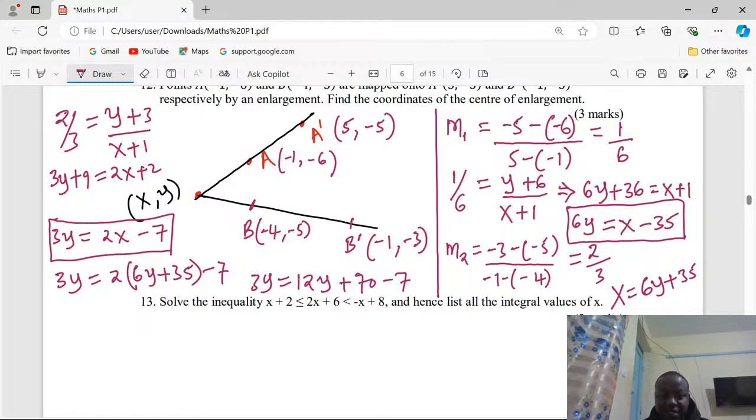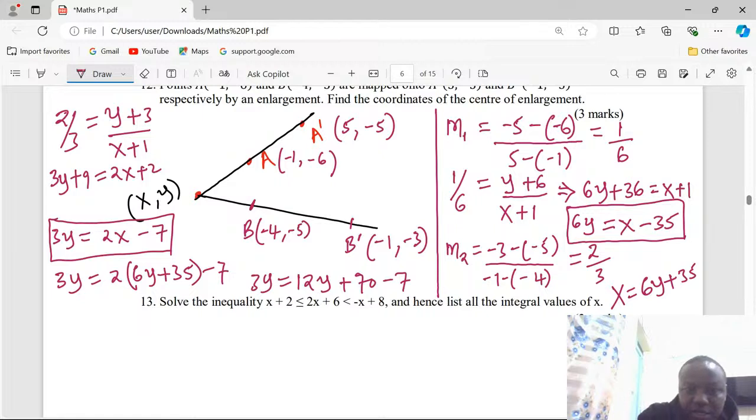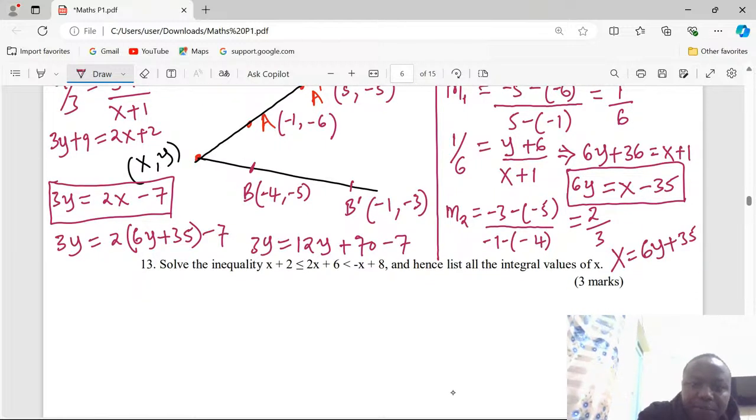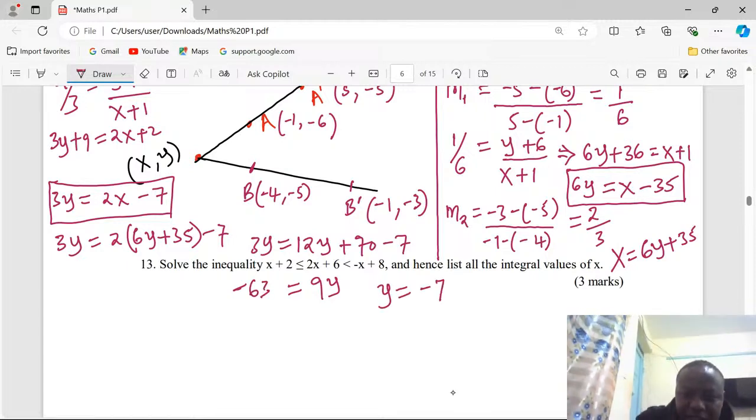70 minus 7 becomes 63, but we can group the values of y together first, so that this becomes 9y. When you take 12 minus 3, 9y. Then on the other side, we shall have 7 minus 70, or rather, the 63 that we are getting here becomes -63. So that we can say y equals -7 when we divide 63 by 9. Yeah, -7. With the value of y, now the value of x will be gotten very easily.